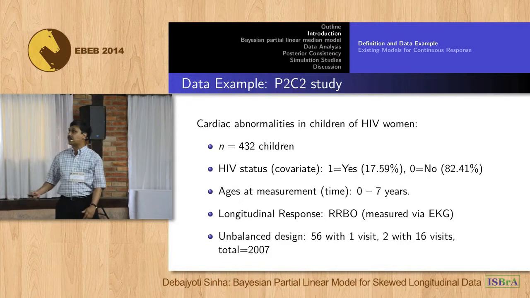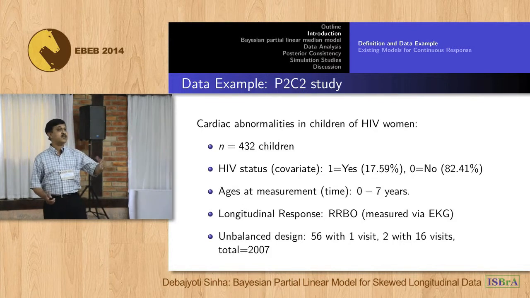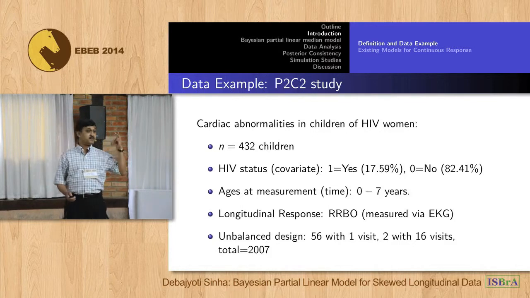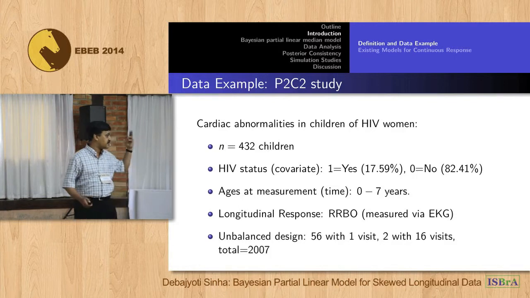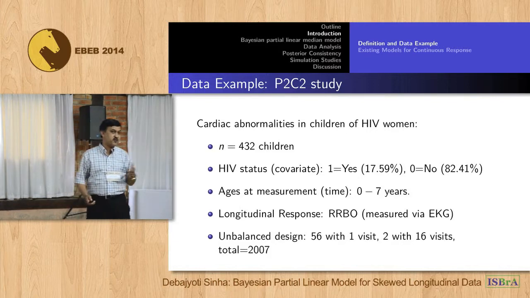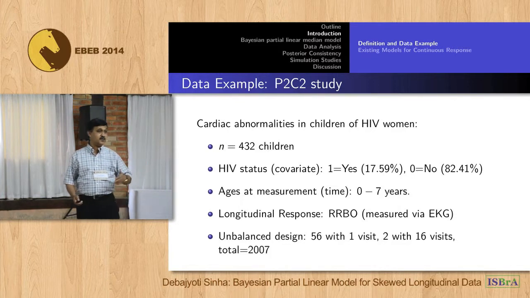To give you an idea, this is the data example which motivated our study. It's the P2C2 study. They are looking at cardiac abnormalities of children of HIV mothers, 432 children. Their HIV status at birth, 1 is yes and 0 is no, is the major covariate, and we want to see its effect on cardiac abnormality. They were treated with an antiviral drug, which is a very effective drug for HIV and prevents the children from getting HIV, so they are HIV negative, but it damages the heart. So they are looking at how much damage is done over time. The way they look at it, they measure these things via EKGs, which measure the thickness of the heart wall.